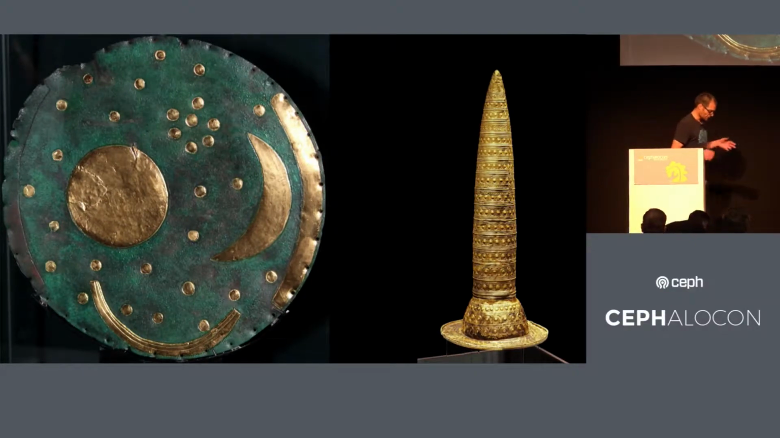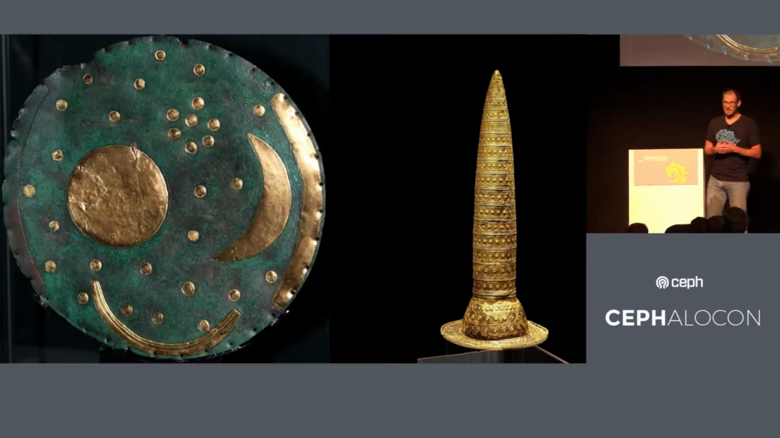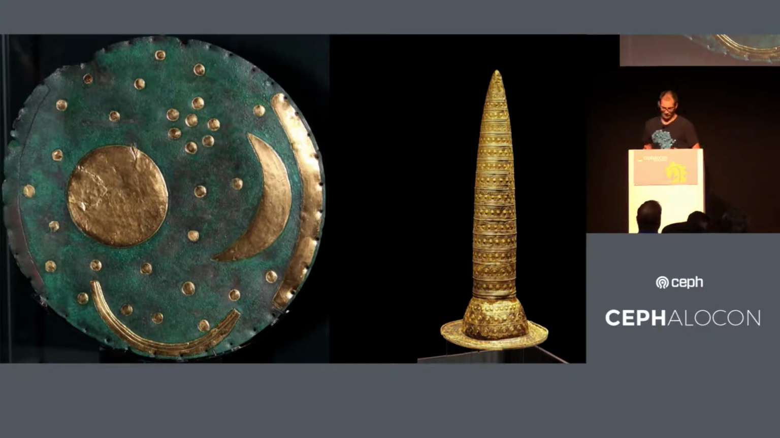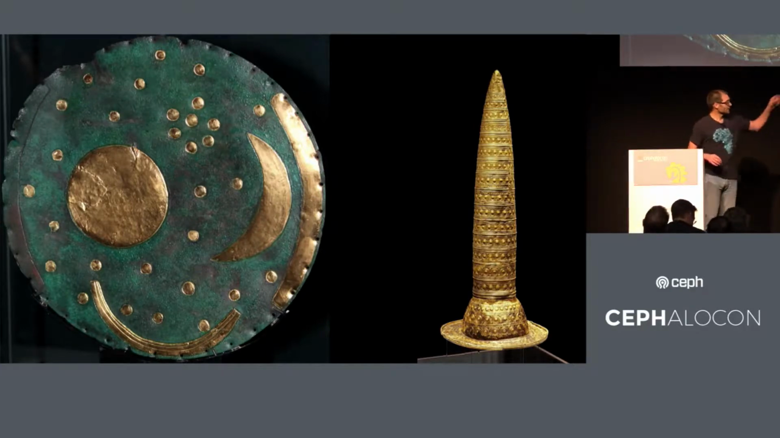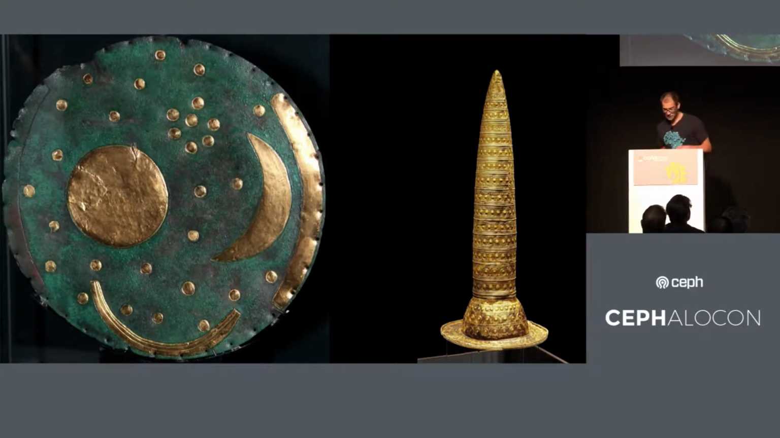Here's the first example of storing astronomy data on spinning rust. It was very popular. This one is actually from close by, in Germany. And on that side, Sage mentioned a user interface. So I want to give him some encouragement. That is a calendar. I would not call that a very good user interface.